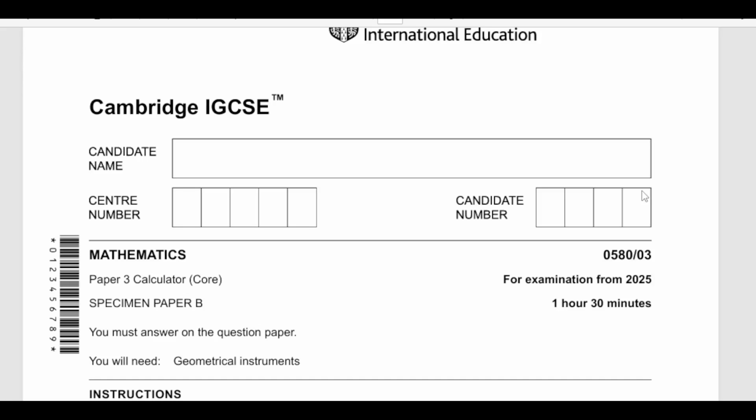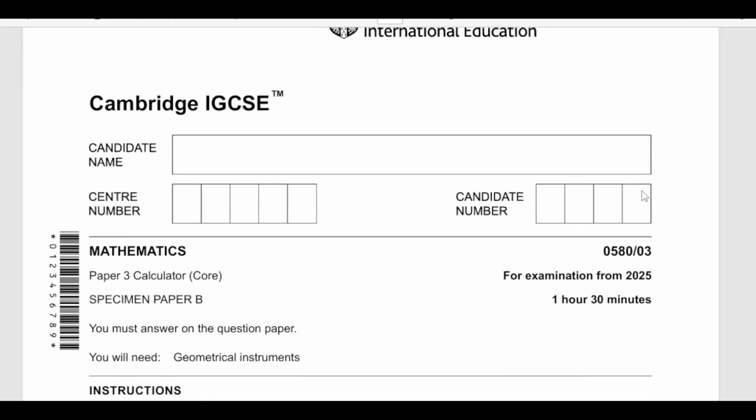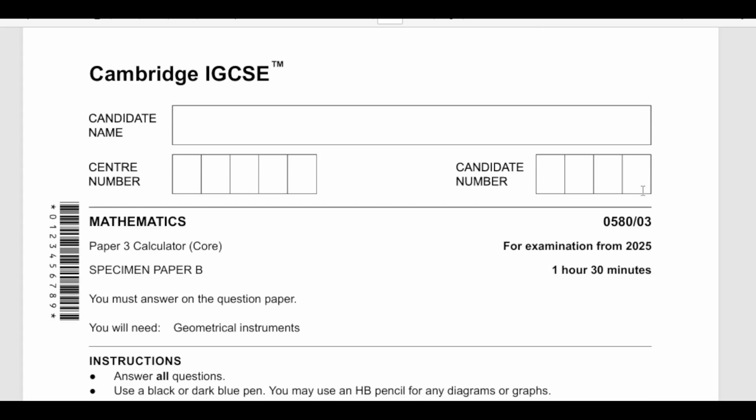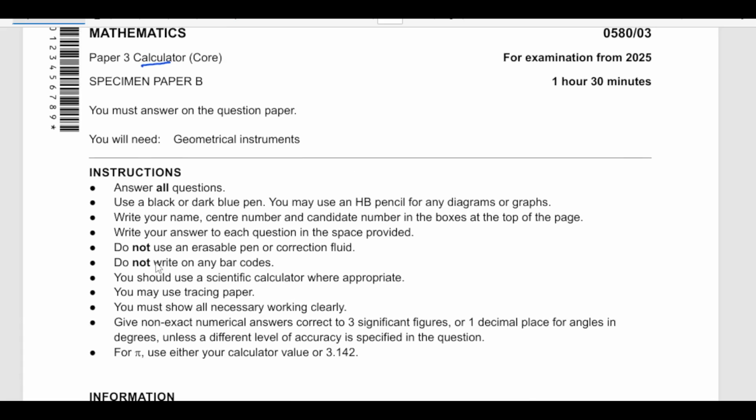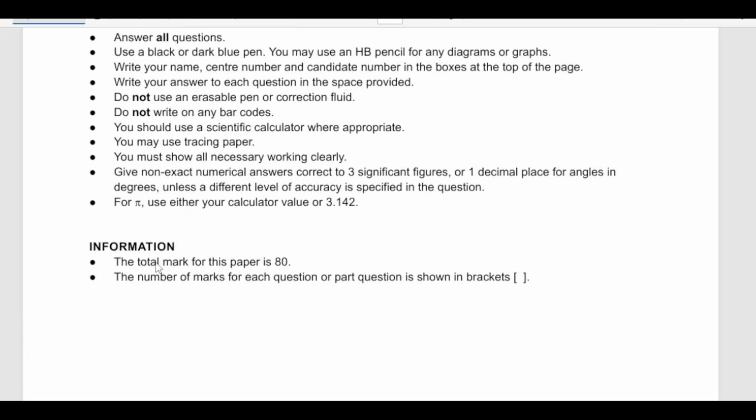Today we are going through Cambridge IGCSE paper 3 for examinations from 2025. This is the specimen paper for core students, and this is the calculator version. You can use a calculator in this paper. The time to complete this paper is 1 hour 30 minutes, and the total marks of this paper is 80, right?